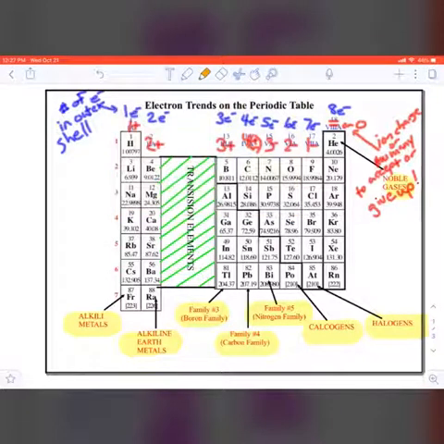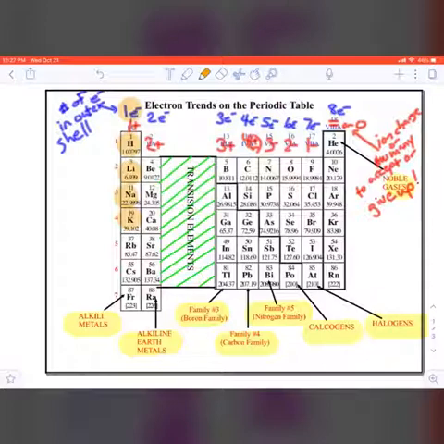Now, everything in the alkali metals, if you actually drew or did the electron configuration, hydrogen would be 1. Lithium would be 2, 1. Sodium would be 2, 8, 1. Then 2, 8, 8, 1. And if you drew out the Bohr models, you'd find that they all have 1 electron in their outermost shell.